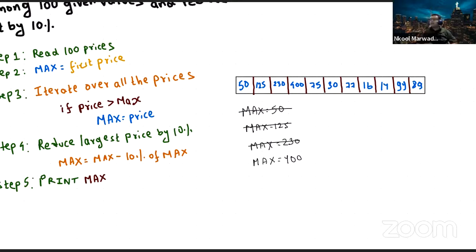And this algorithm is so interesting. It will work for any number. Like if you have billions of numbers, millions of numbers, this algorithm will work perfectly. Once we run this algorithm, at the last, in the max variable, we will be having the largest number. So this max variable is storing the largest number. And then we just have to reduce it by 10% and print its value. That we do. So this algorithm works fine. And this is how it is done.